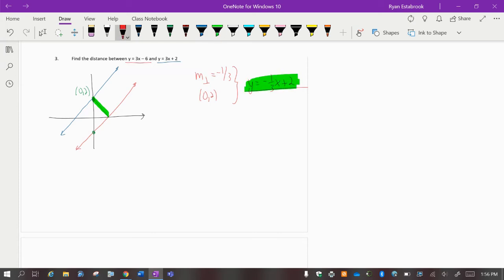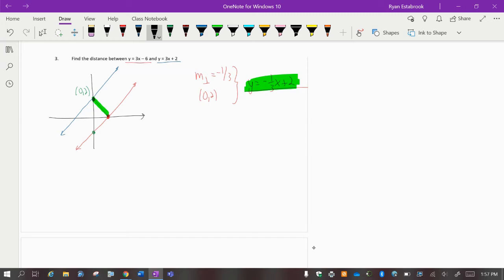Now, why is that significant? Well, if we can find the distance from 0, 2 perpendicular over to this point, then we have our distance. I do not want to say, well, the distance between 0, 2 and 0, negative 6, the distance between those two y-intercepts is a distance of 8, because that's not the shortest distance. Instead, we want to find the distance between this point and that point. Now, where does this green line intersect that red line?